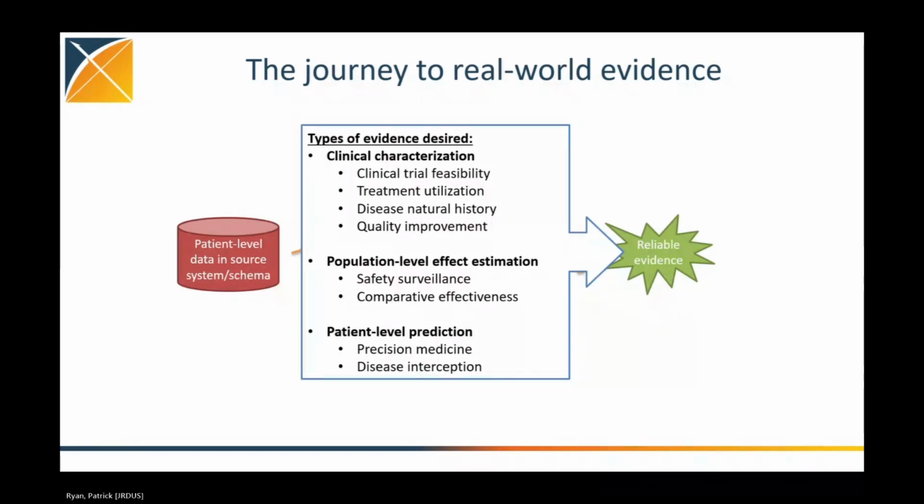really three primary buckets. There are questions about clinical characterization, where we're performing descriptive statistics about the data to summarize what we have observed in a given population. And this has a lot of specific applications. It can support clinical research by helping us identify which patients are eligible for a clinical trial, for example. It can support us in evaluating treatment utilization, understanding how many people are taking a particular drug, or how many people have undergone a particular medical intervention, and whether or not those trends have changed over time.